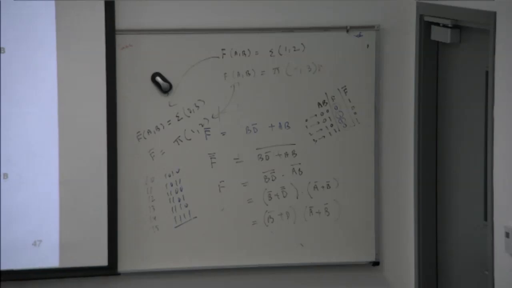For don't care, we say it can be treated either as a logical 1 or a logical 0. In the K-map, we treat them as 1, as a combined 1. Either the value is 1 or 0, we don't care. It can be 1, it can be 0.